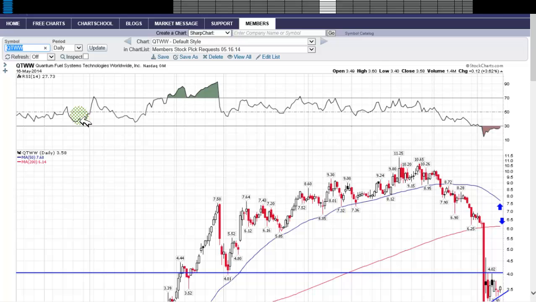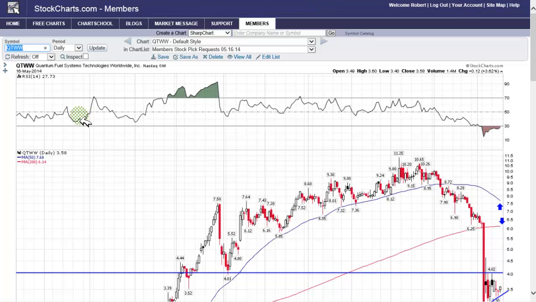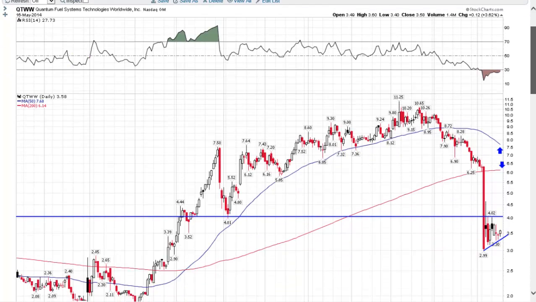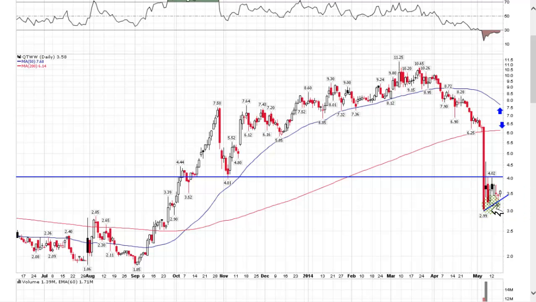Next stock up is QTWW. This is for Rich. Daily chart, good reversal off of the lower band of the short-term uptrend channel. The stock obviously has seen a lot of pain. We're probably going to see a rally up to the $4 per share level.